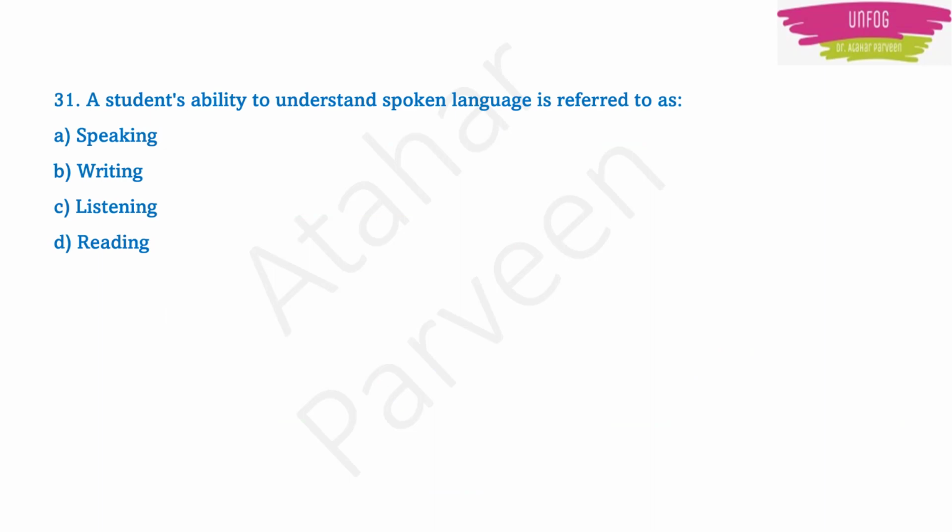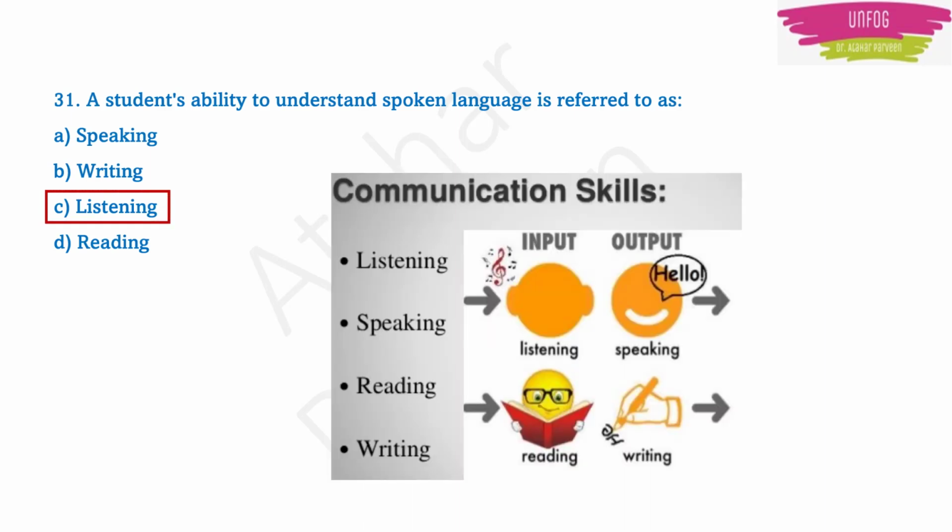Next question. A student's ability to understand spoken language is referred to as, means if you are able to understand a language, that means you are listening. Correct? So these all come under communication skills, right? Listening, speaking, reading and writing. Listening means whatever input you are taking. Speaking means whatever output you are giving, and better you do it after listening. And then reading and then writing is also there. So these all come under communication skills.